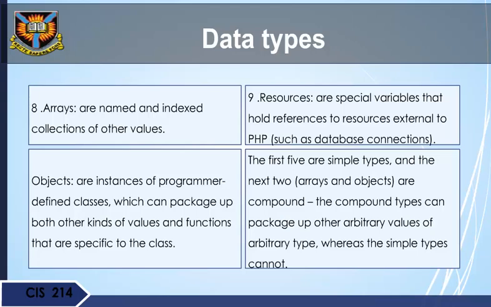The first 5 are simple types, and the next 2, arrays and objects, are compound. The compound types can package up other arbitrary values of arbitrary type, whereas the simple types cannot.